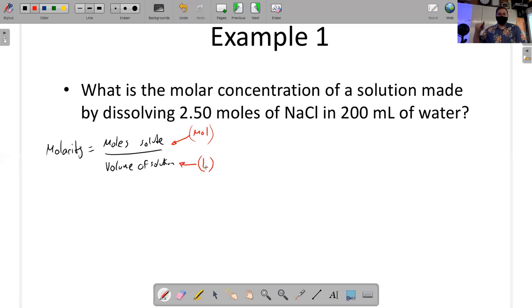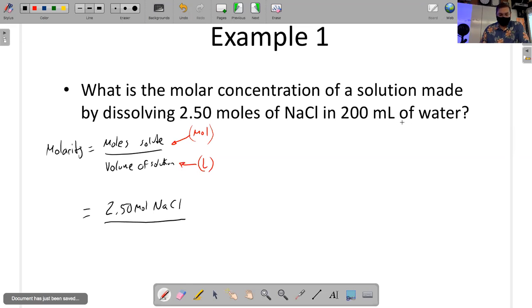Okay, so if I put 2.5 moles of sodium chloride in 200 milliliters of water, the way the math goes is I take the number of moles of the solute. The solute is the thing that gets dissolved: 2.5 moles of sodium chloride. And I'm going to put that in 200 milliliters of water. Actually, 200 milliliters of the whole solution.